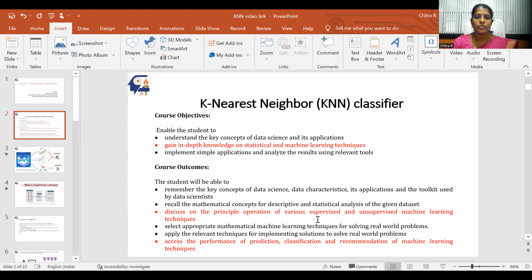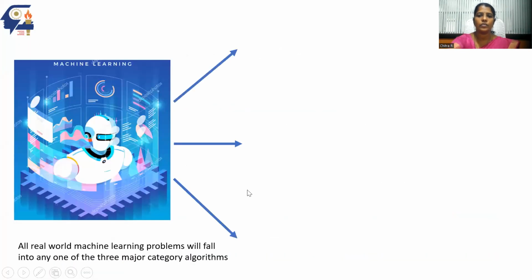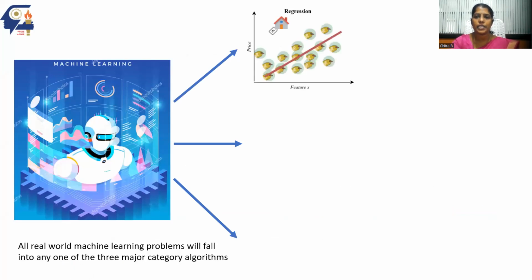Moreover, we are analyzing the performance of the classification accuracy, classification precision, classification recall, as well as the area under curve. Before that, what is machine learning? Machine learning is to develop algorithms to make the computer think and act as a machine.